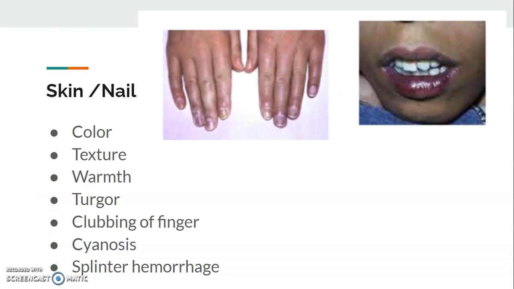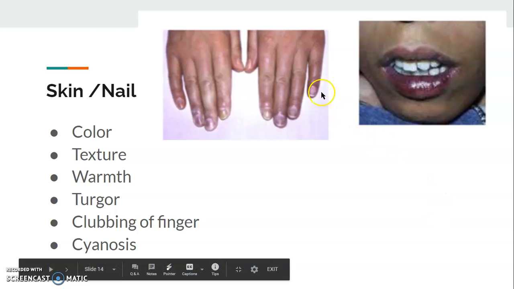We will move on to the assessment. Here skin and nail are the first and foremost. So you should check the skin for temperature, texture, warmth, turgor and clubbing of finger. Cyanosis, here is a picture which shows peripheral cyanosis and this is central cyanosis.